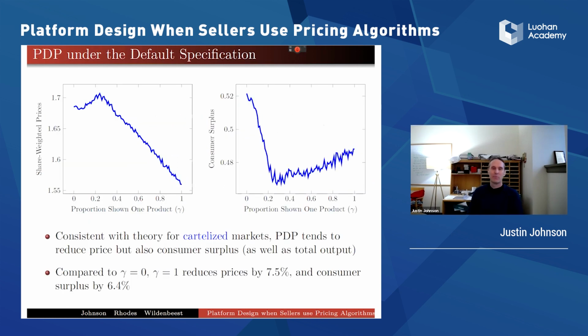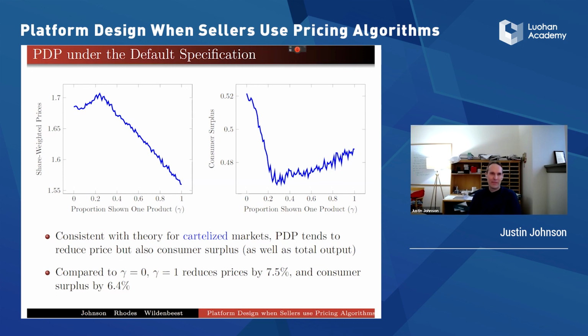What happens as we implement PDP? Okay, so remember, the one parameter you want to keep in your mind now is gamma, which is going to be on the x-axis. When gamma is equal to 0, there's no demand steering. When gamma is equal to 1, then 100% of the consumers, in this case, only see the low price product, okay? And when gamma is equal to 1/2, half the consumers see both products and half only see the low price product, okay?